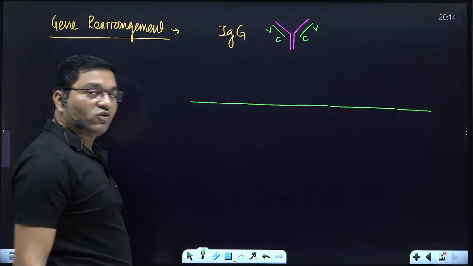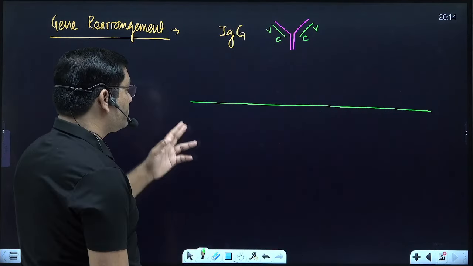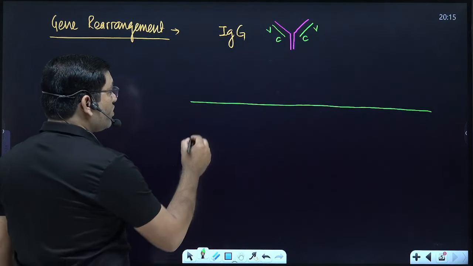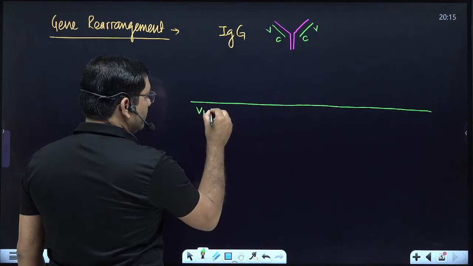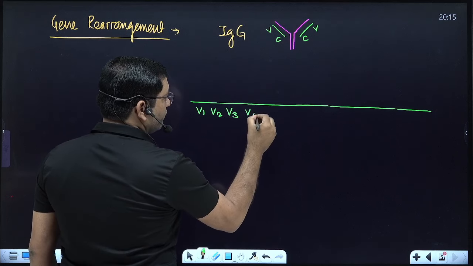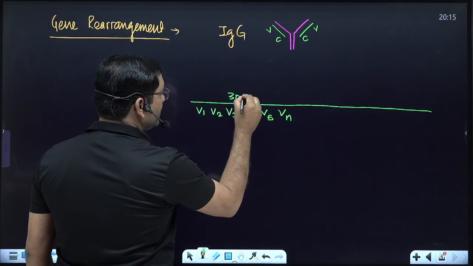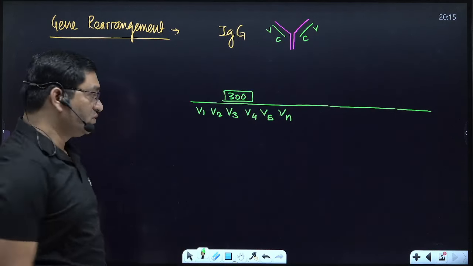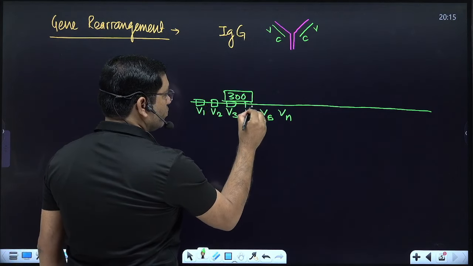This is the gene for the light chain of immunoglobulin G. It has a variable region, and the variable region is coded by a number of genes: V1, V2, V3, V4, V5 and Vn. There are near about 300 copies of genes for the variable region.